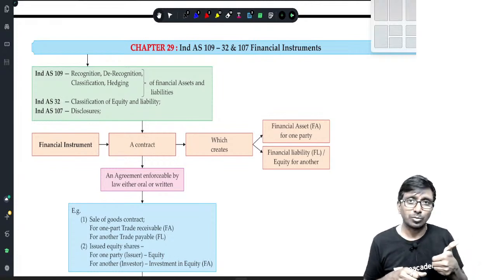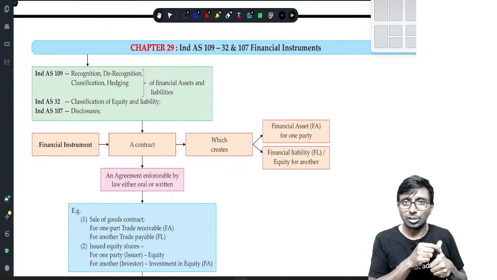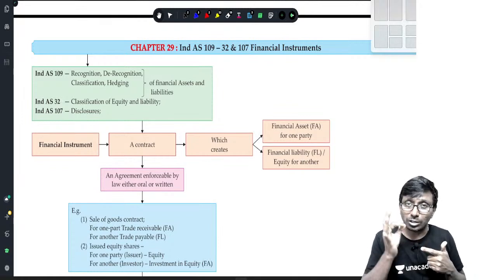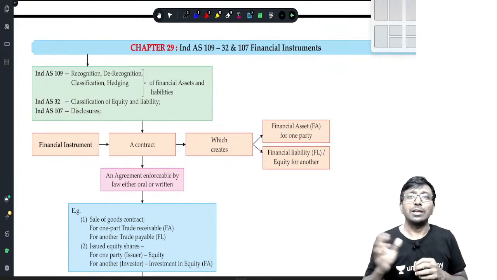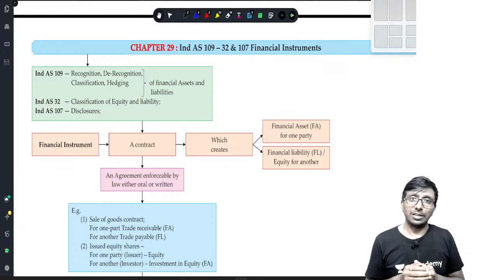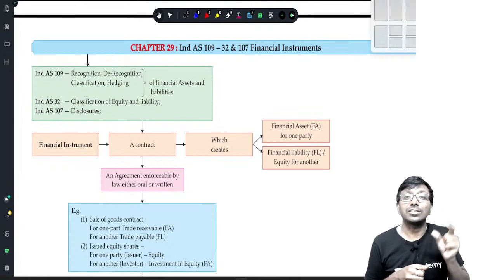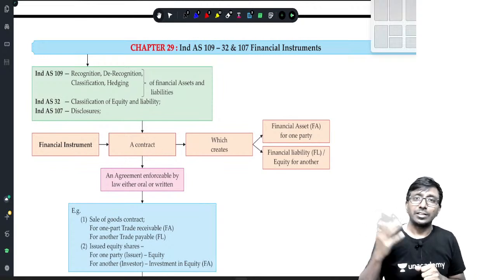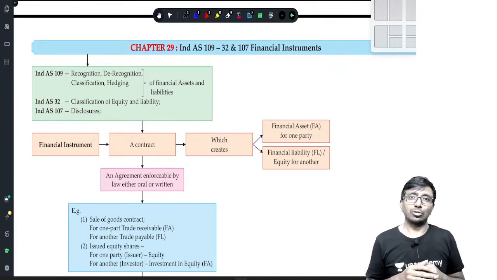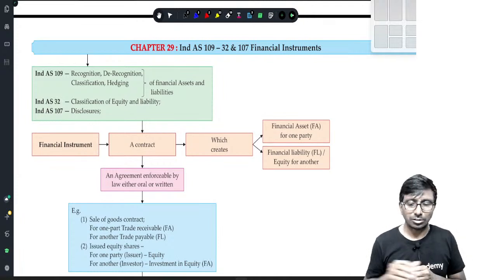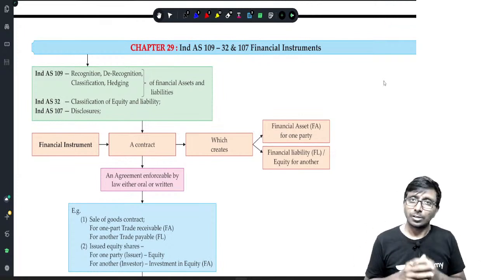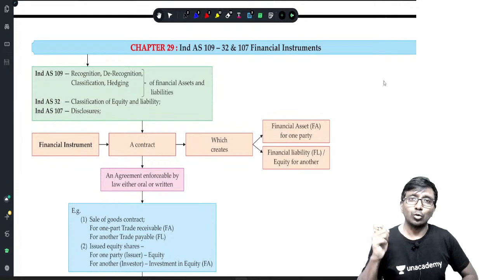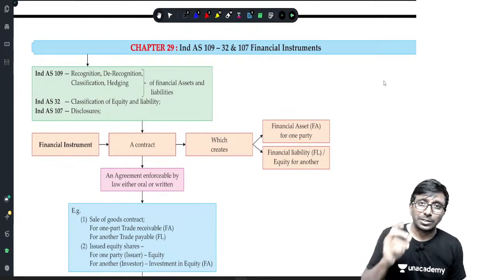Ind AS 109 talks about recognition and measurement. Ind AS 32 talks only about presentation, whether I shall present it as equity or liability, or bifurcate between equity and liability. The classification and presentation are discussed by Ind AS 32. Ind AS 107 talks about the disclosure part. These three standards put together are your financial instruments topic.